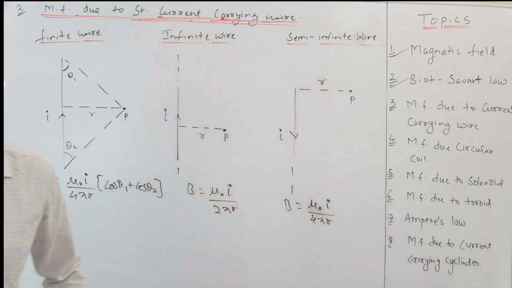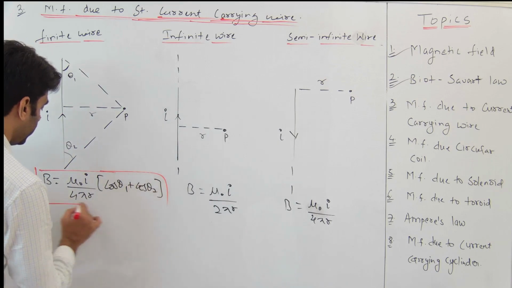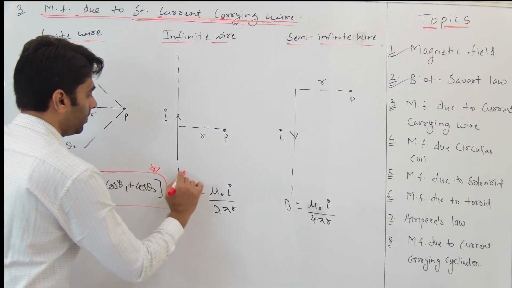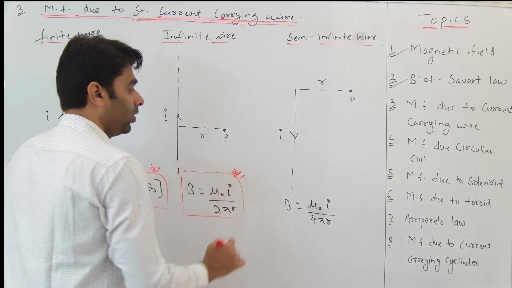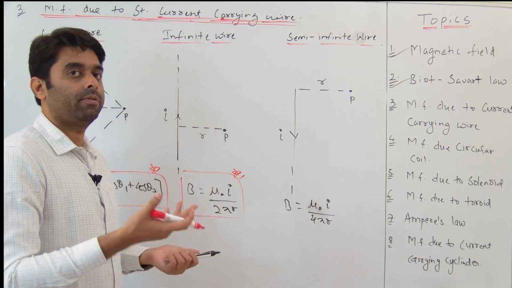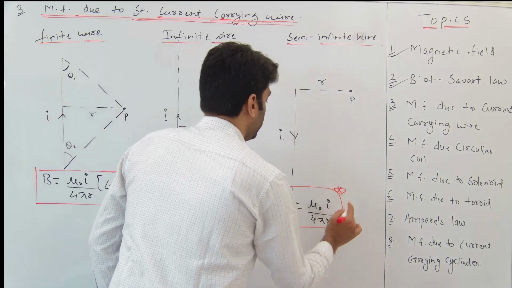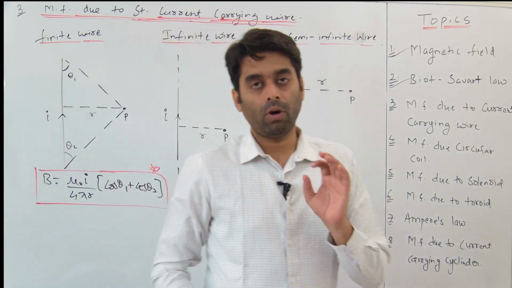So these are our results. Let's highlight them. These are the results that we have to keep in mind. Mu naught value is 4 pi into 10 power minus 7. In a question, obviously it will be given to you, but we can keep it in mind. So these are the results. Now, these are the magnitudes of the magnetic field.